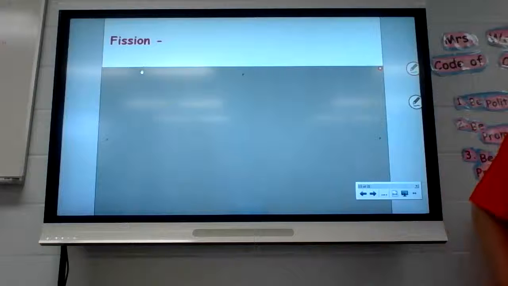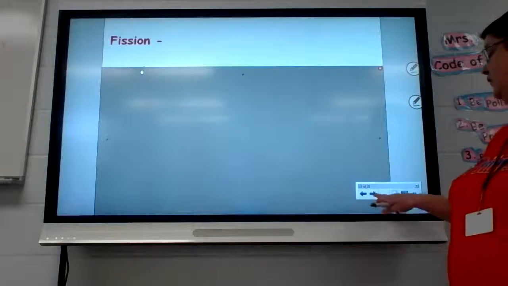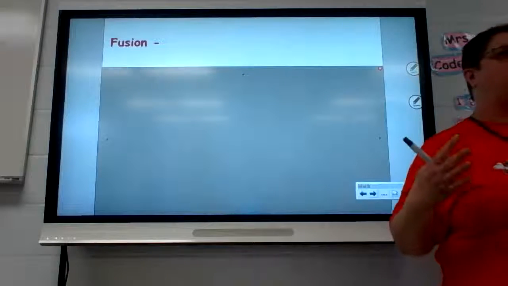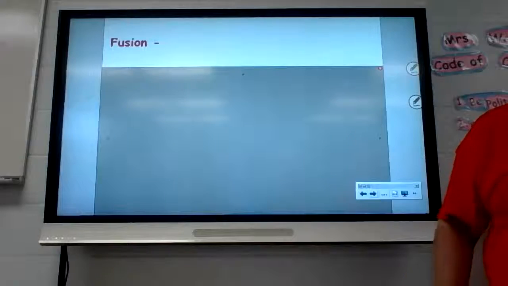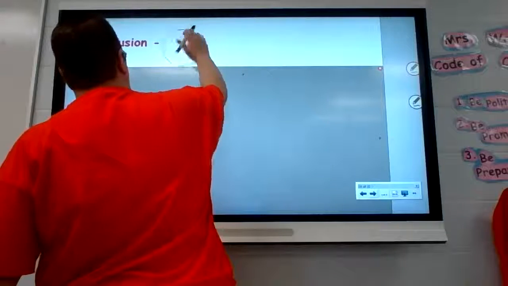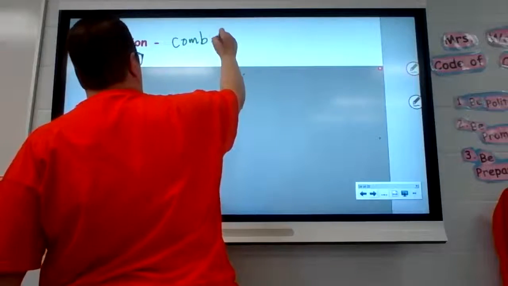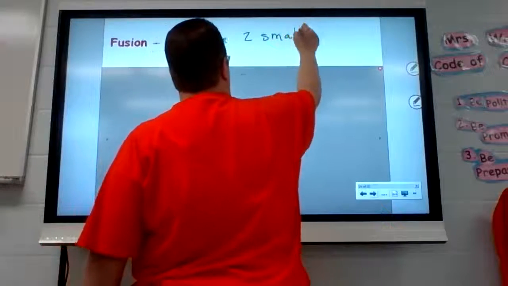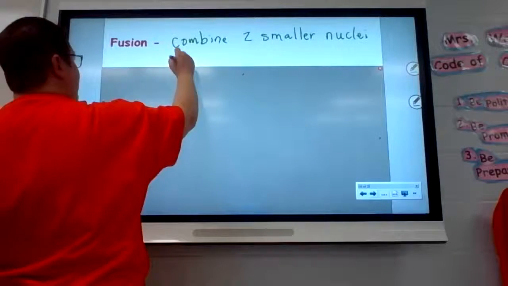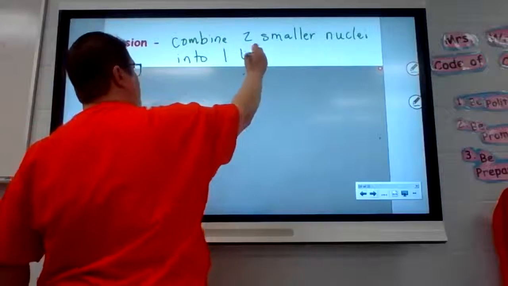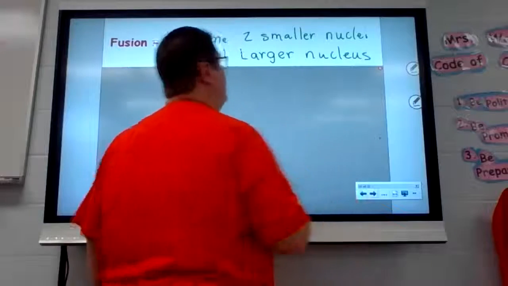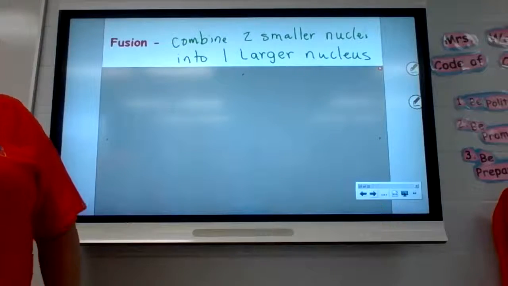All right, so fission and fusion. Now, I like to teach fusion first because you can remember the word fusion from English class. What does it mean to fuse in English class? That's right. So fusion means to combine two smaller nuclei into one larger nucleus. What's a nuclei? It's plural for more than one nucleus.